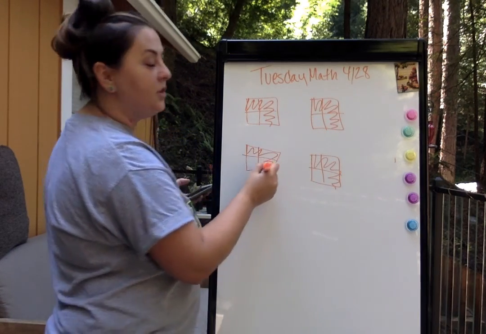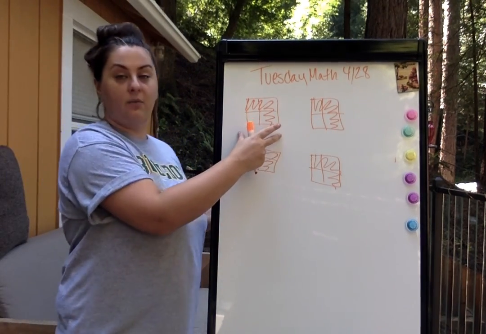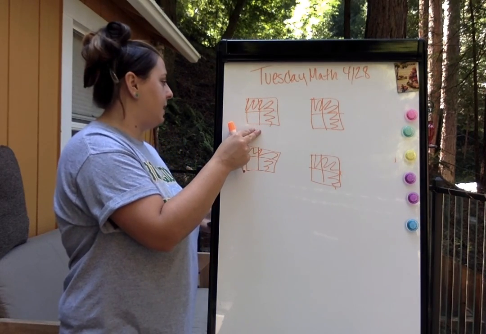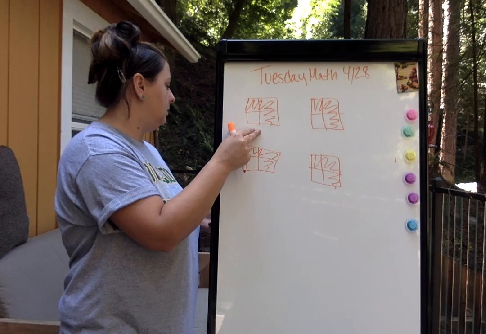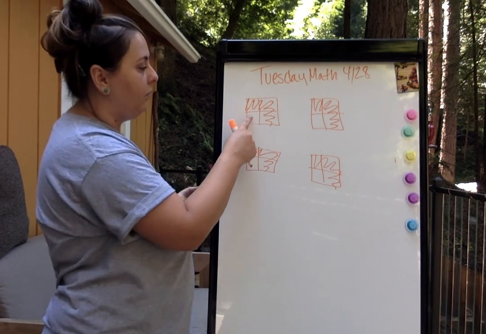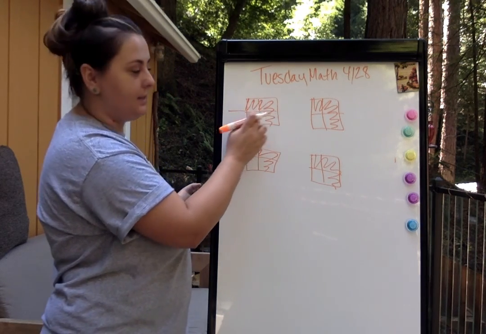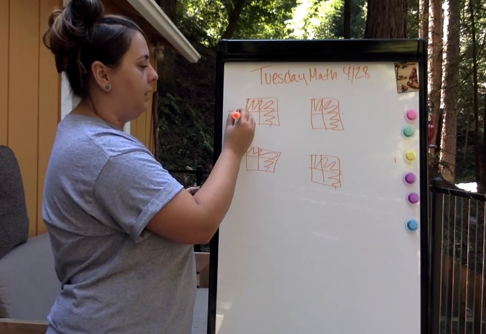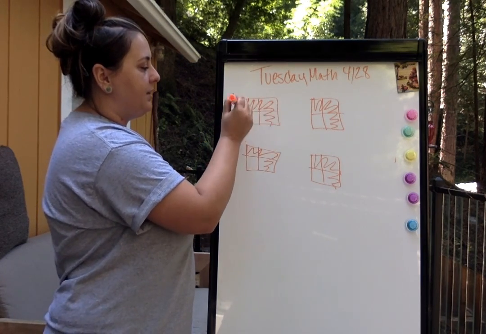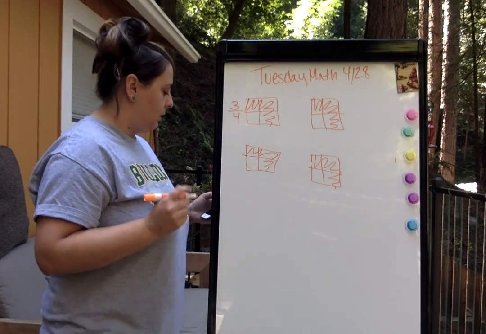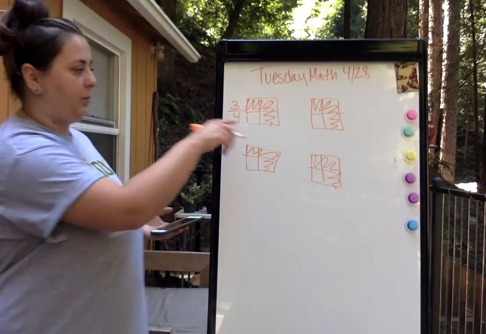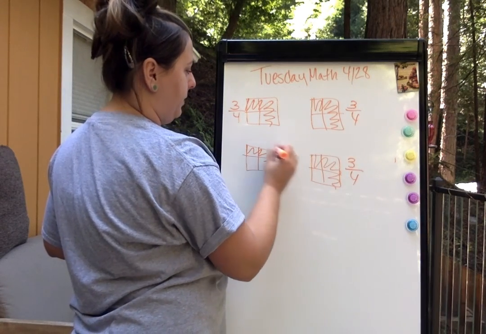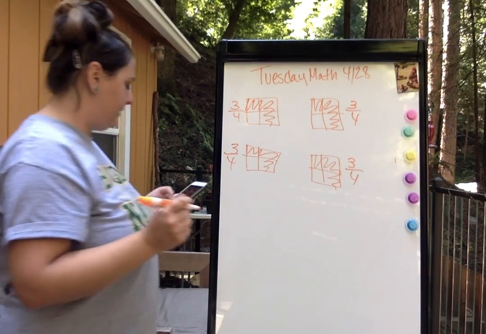So the first thing I want you to think about is just look at one of these. How would we write this model as a fraction? Your total amount of pieces is going to be your denominator. So 1, 2, 3, 4. And how many pieces are colored in are 3. So we've got 3/4, 3/4, 3/4, and 3/4.